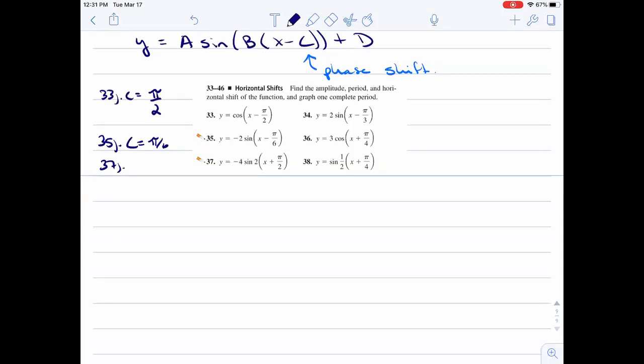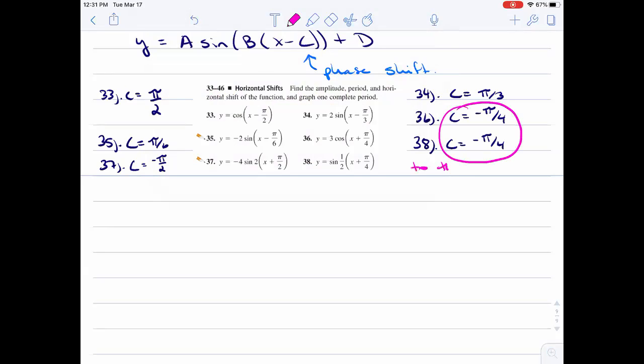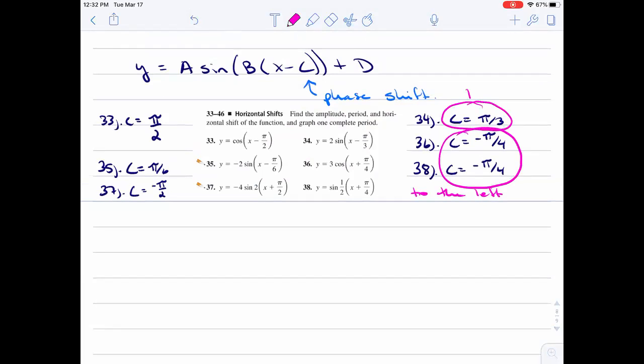And so for 37, if I'm just working down, doesn't matter which order we do them, then c must be negative pi over 2. And then for 34, c must be pi over 3. For 36, c must be negative pi over 4. And for 38, c must be negative pi over 4. The negatives are to the left, so we shift to the left in the negative direction, and the positives are to the right.